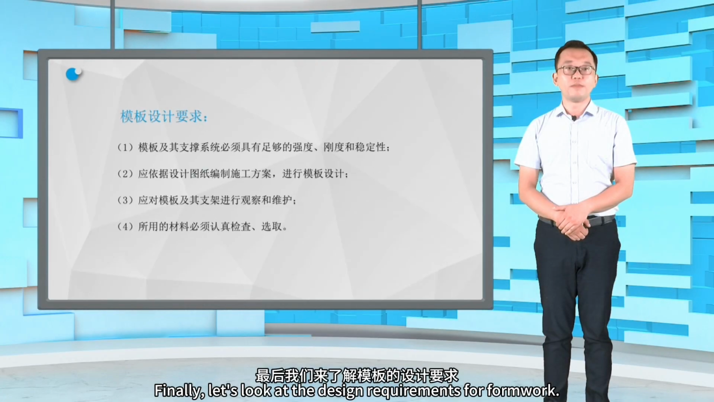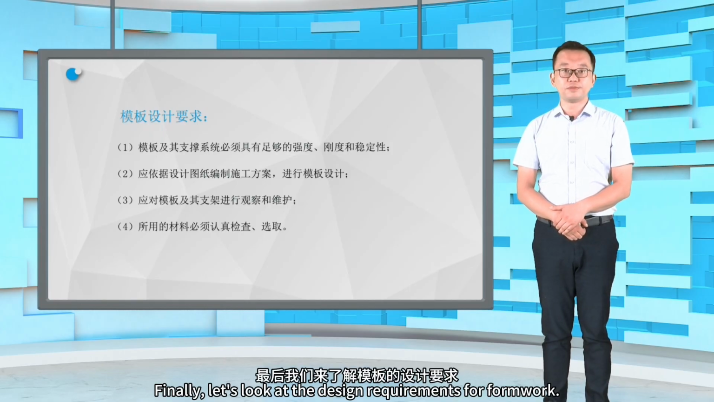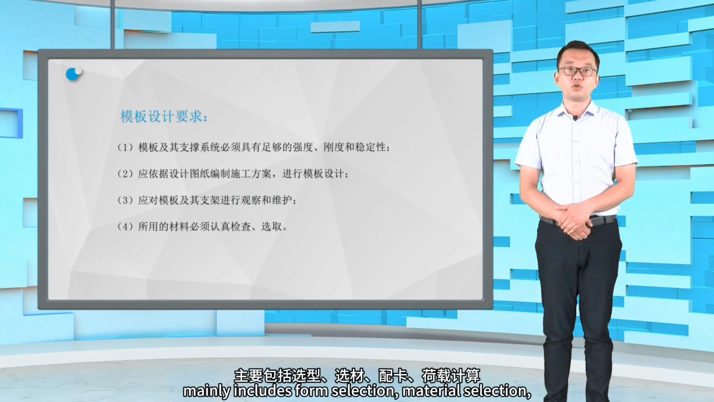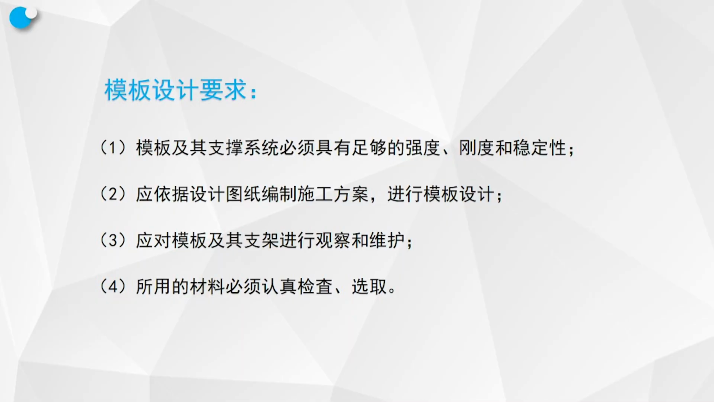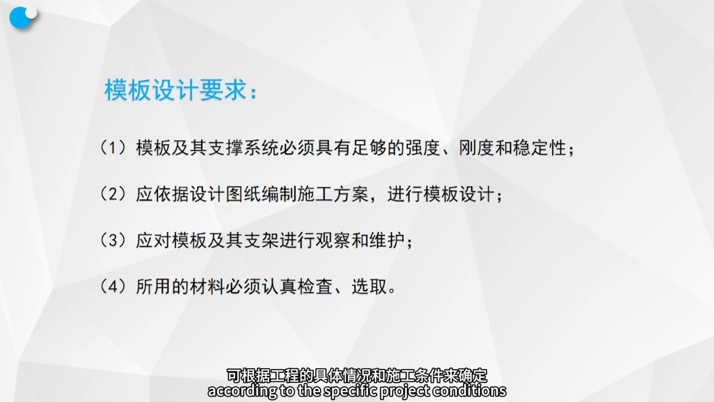Finally, let's look at the design requirements for formwork. The content of formwork design mainly includes form selection, material selection, accessory configuration, load calculation, structural design, and construction drawing preparation. The content and level of detail of each design may be determined according to the specific project conditions and construction requirements.